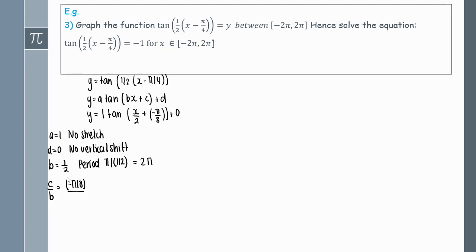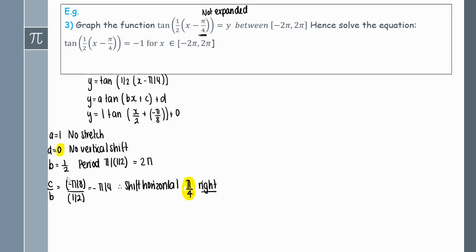Now I've got to find out where the graph starts. So I can do that by finding c over b, minus pi on 8 over a half. That equals negative pi on 4. Now notice that's also seen in the non-expanded version, but when you have the expanded version, always find c over b, and that will tell you the shift. So it's opposite to the sign that we have. So minus pi over 4 means we horizontally shift to the right.